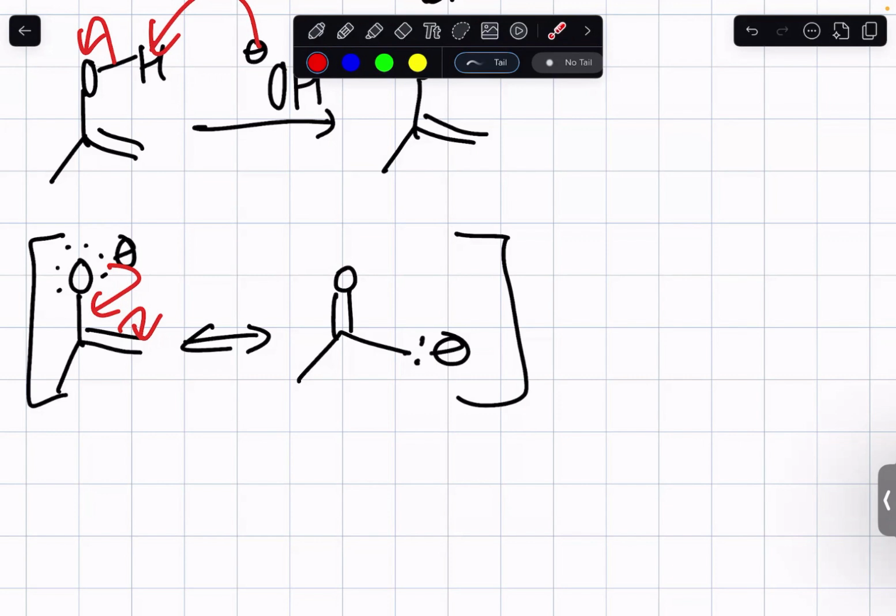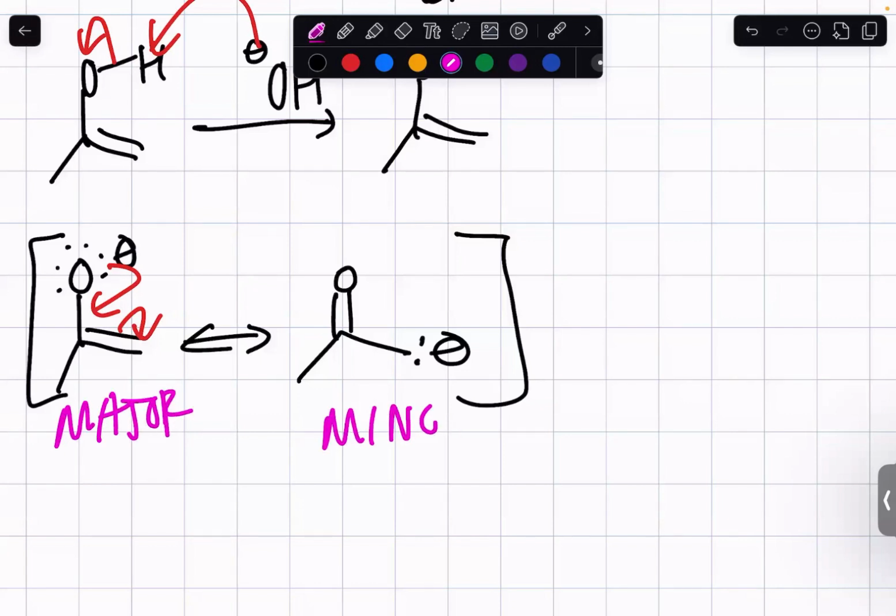Okay, so given these resonance structures here, which one would you say is the major resonance contributor, and which one would you say is the minor resonance contributor? Major on the left. Yes. Which one is the major resonance contributor? Which one is minor? This one is major. This one is minor. So 118A stuff, right?